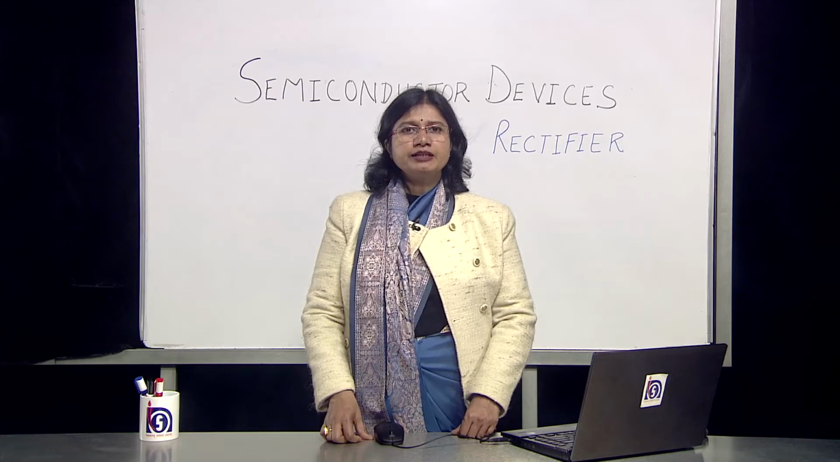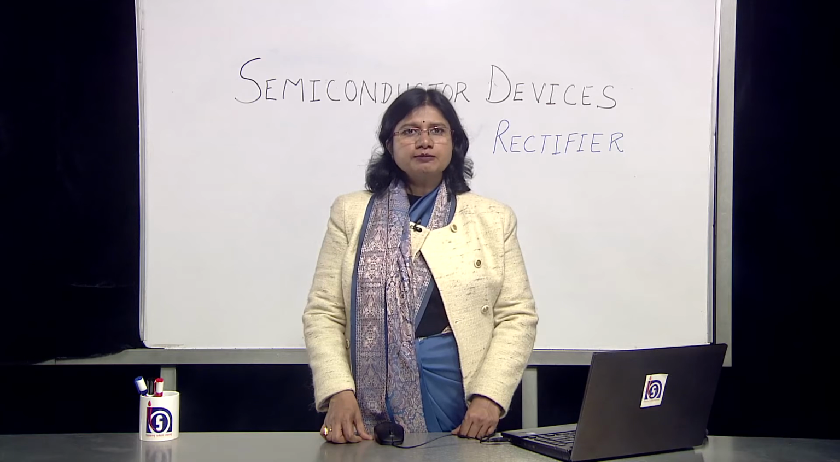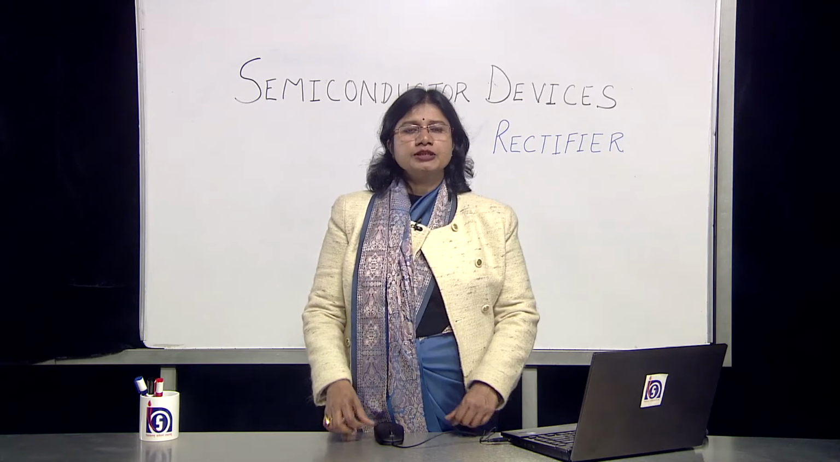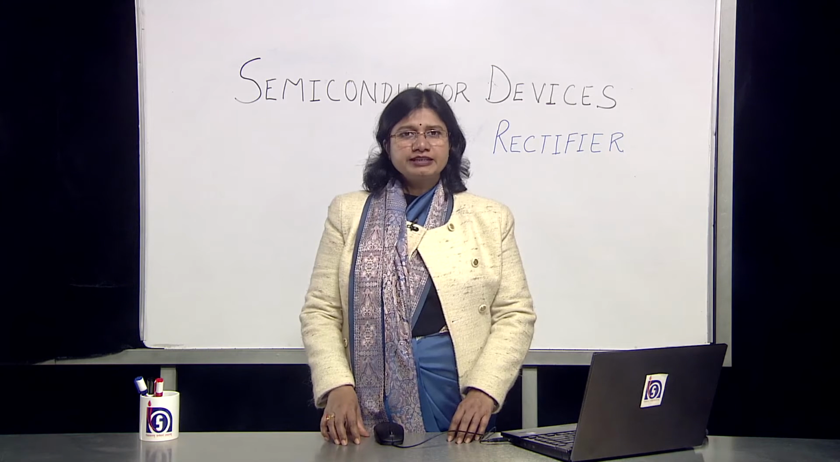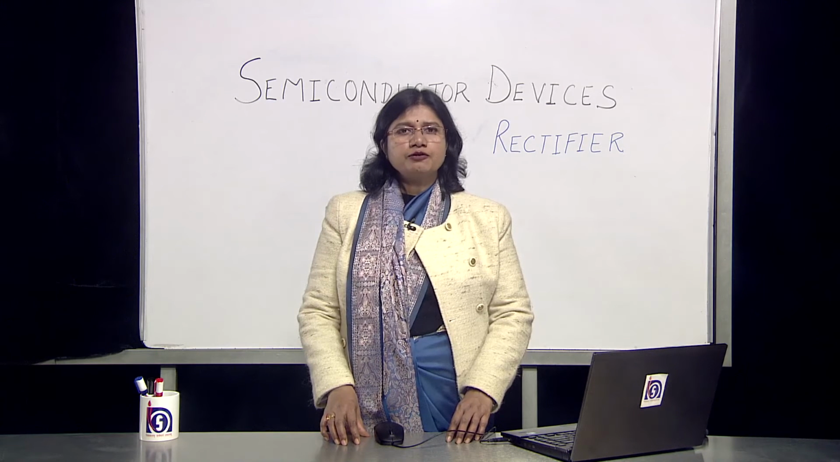Thus, to begin with, we say that there are two kinds of rectification possible with the PN junction diode: half-wave rectification and full-wave rectification. Let's understand the working of each one of them one by one.